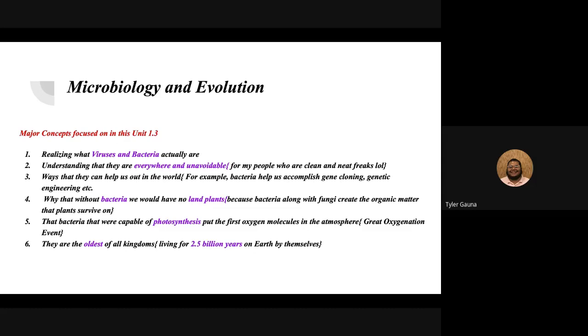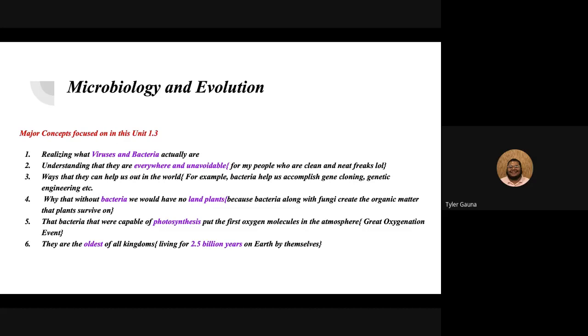Ways that they can help us out in the world: gene cloning, genetic engineering, bioremediation, decomposition. So without bacteria we would have no land plants, because bacteria are the ancestors of plants. They were capable of photosynthesis, so they put the first oxygen molecules in the atmosphere. We've learned that that was the great oxidation event. And they're the oldest of all the kingdoms.